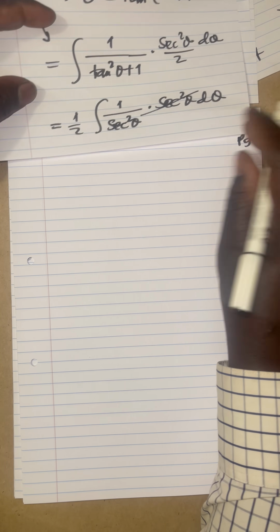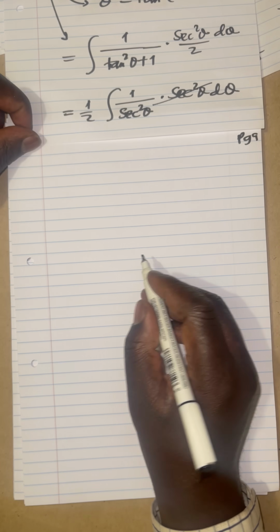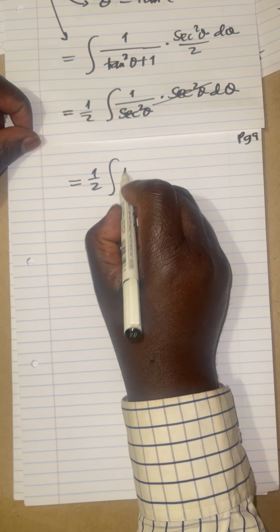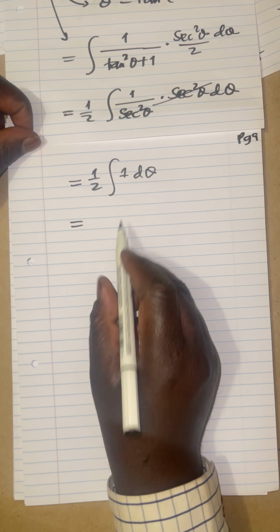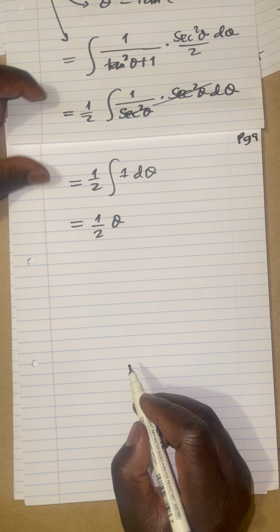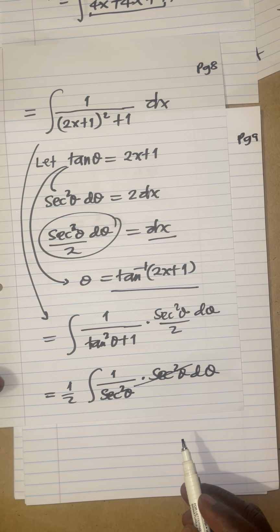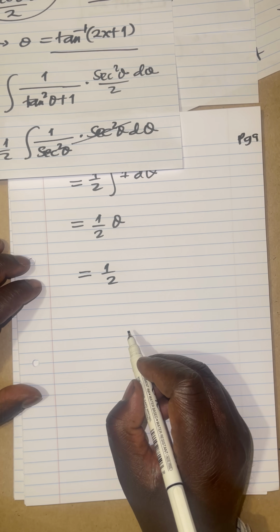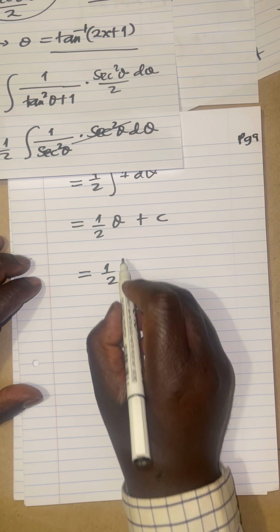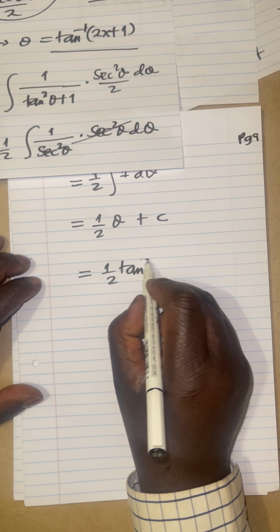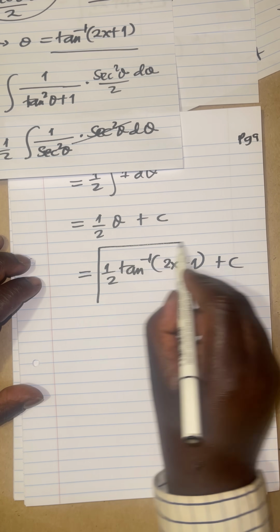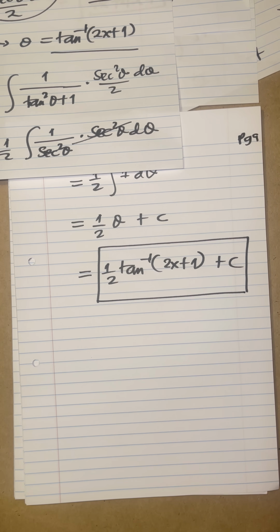What do we have on page 9? This integral now simplifies to 1 over 2 times the integral of 1 d theta. Now integrating 1 with respect to theta, you'll agree with me that this is just theta. What is theta equal to? Here it is, tan inverse of 2x plus 1. So this is actually equal to 1 over 2. Remember, this is an indefinite integral. We have to say plus a constant c. So this is half of tan inverse of 2x plus 1 plus a constant c. So this is how we complete this indefinite integral.